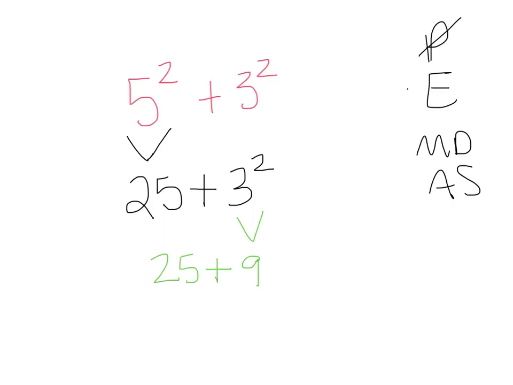Do I have any exponents? Nope, all done. Do I have any multiplication and division? All done with those. How about addition and subtraction? We have 25 plus 9. That's 34. And that's our solution.